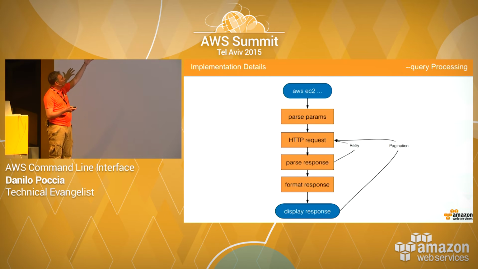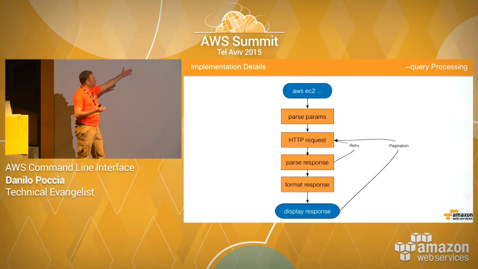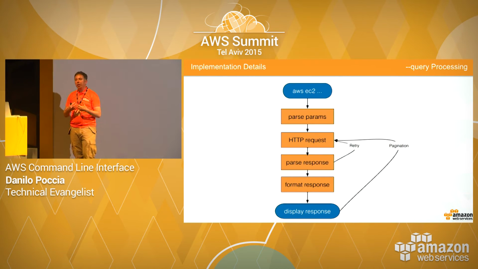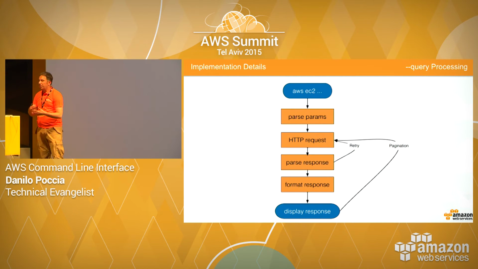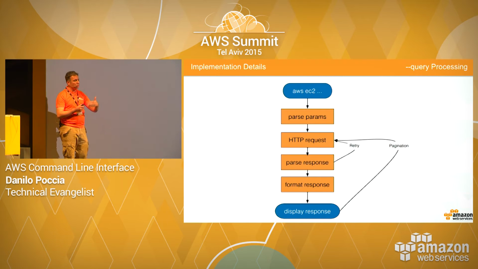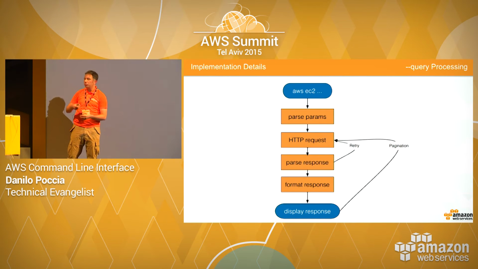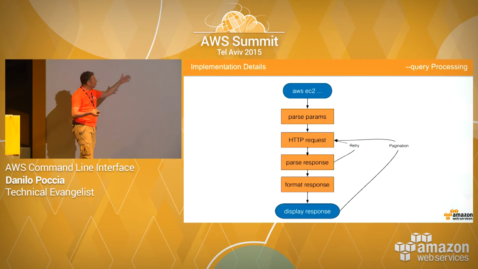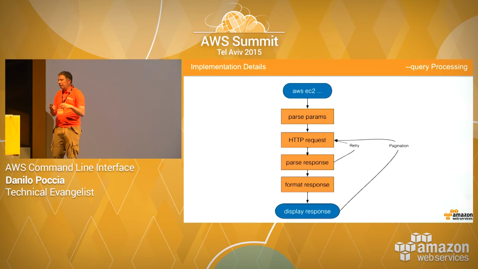So the AWS command line interface will get, starting from the top, the parameters from your command line interface. We'll run the HTTP request towards our API endpoints to execute the request. So I want to describe instance, I want to upload something to S3, and then we will parse the response. The response will be formatted and then displayed on screen in the format that you want.